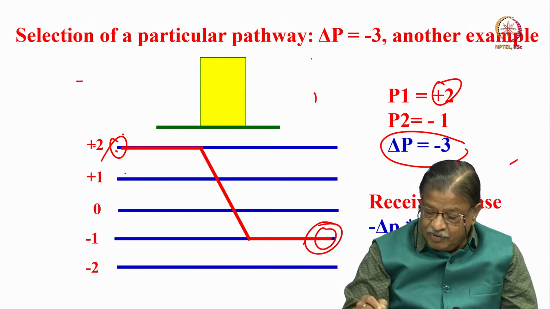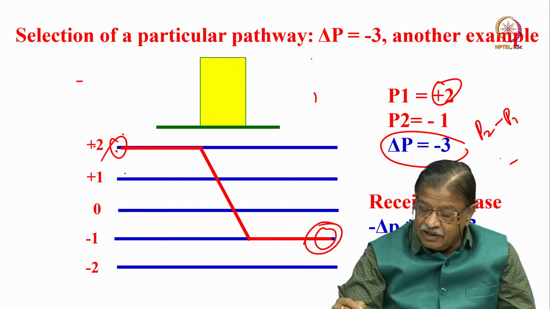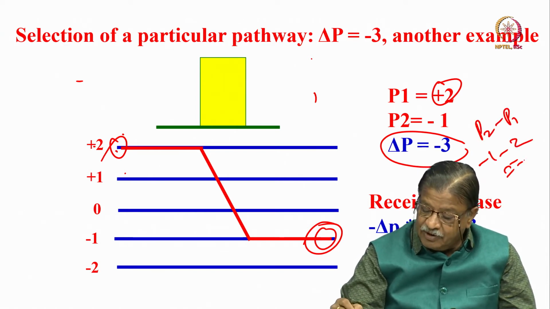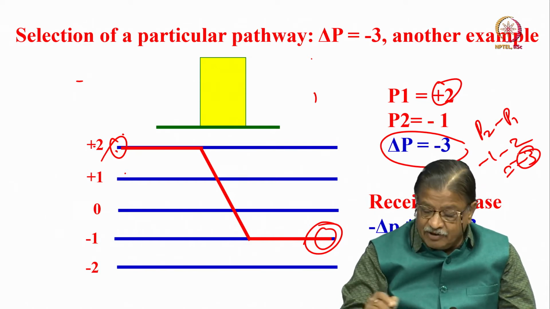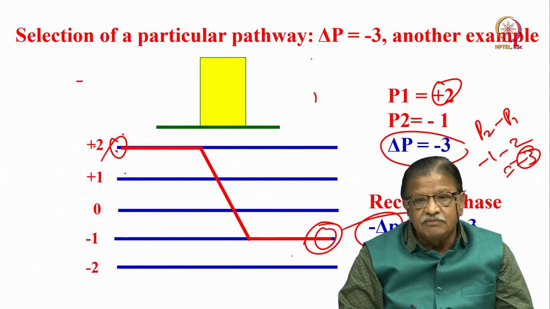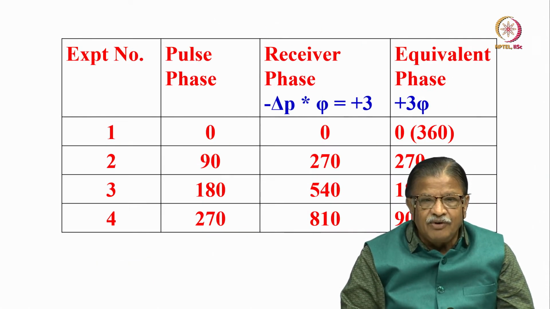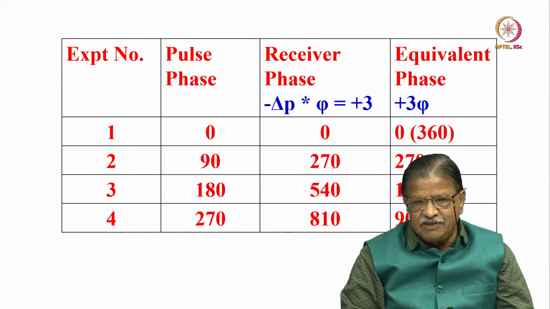and -1 is the final state, P2. So P2 minus P1 you have to take. Then it is minus 1 minus of 2, which is equal to minus 3. So delta P is equal to minus 3 I have chosen. My receiver phase is minus delta P into phi, which is equal to plus 3 phi. So now I choose my receiver phase, that is my choice.